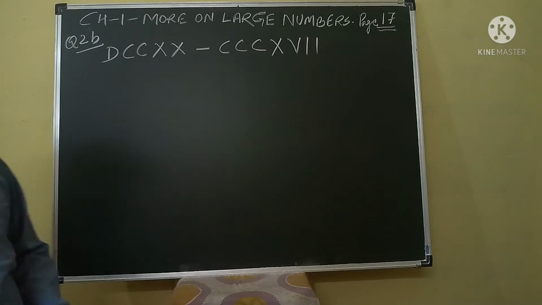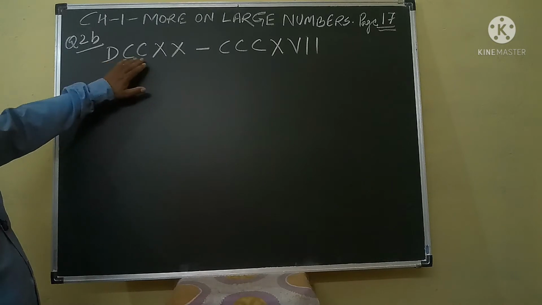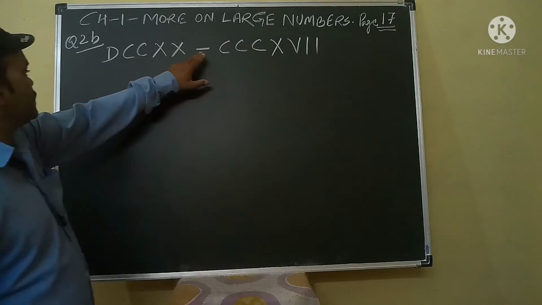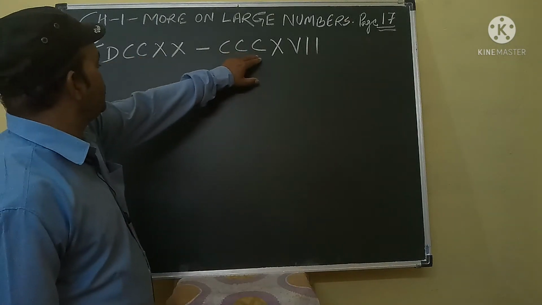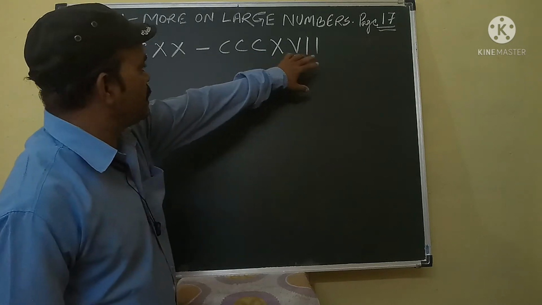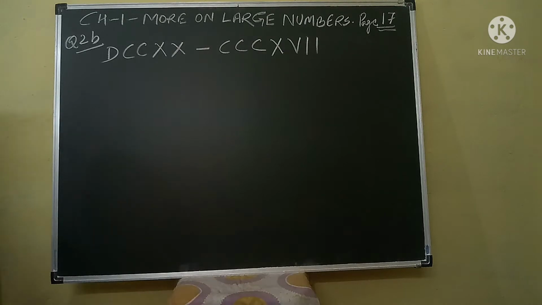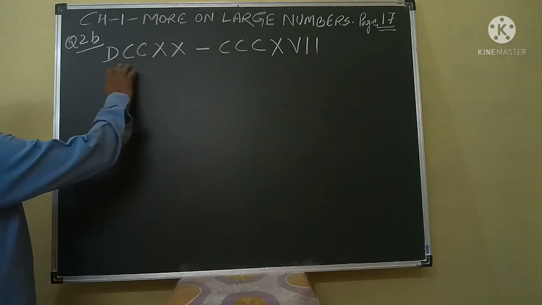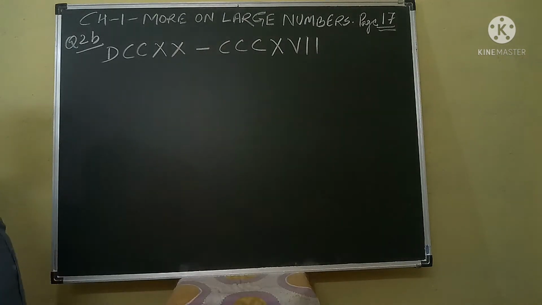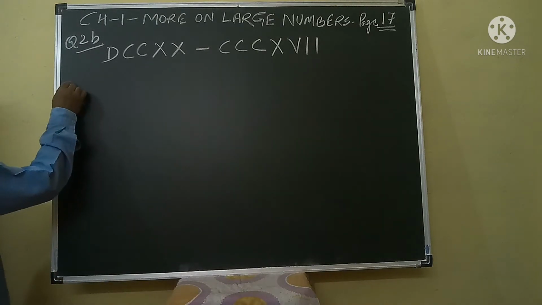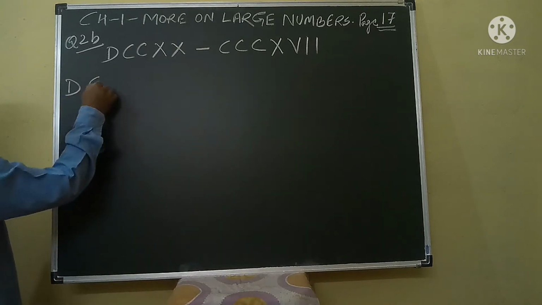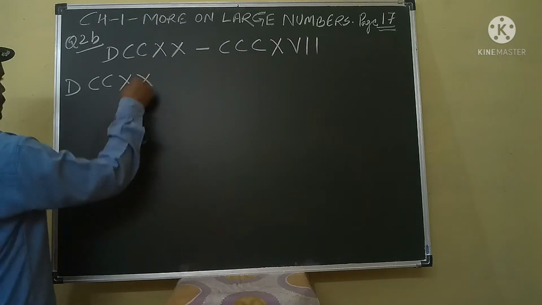Your next question is DCCXX minus CCCXVII. We will apply the same procedure. It is the symbol of which natural number? Look here. DCCXX.